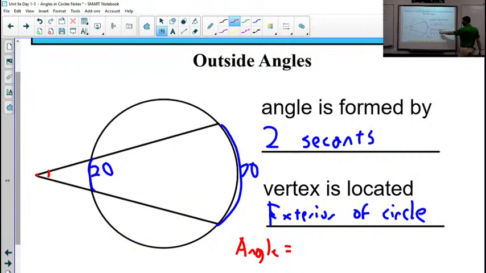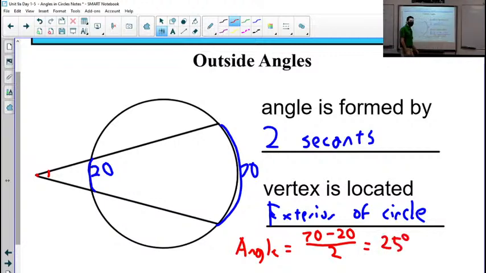So outer arc is 70 minus the inner arc, which is 20, over 2. So that is 70 minus 20 is 50, divided by 2 is 25. So outer arc minus inner arc divided by 2.